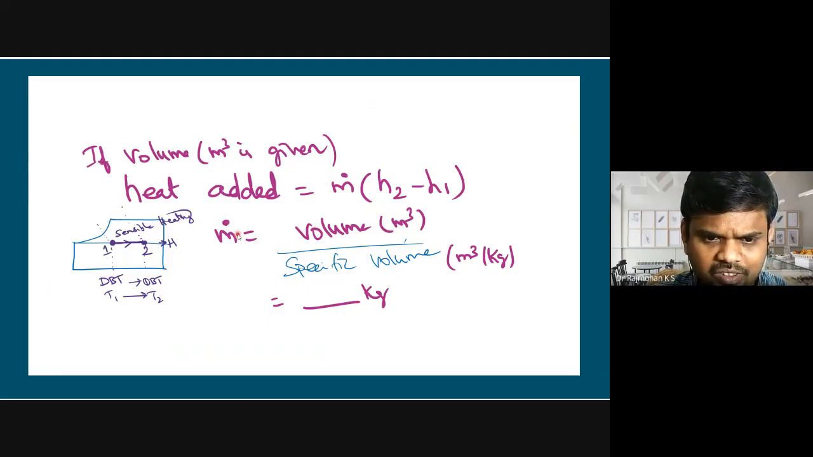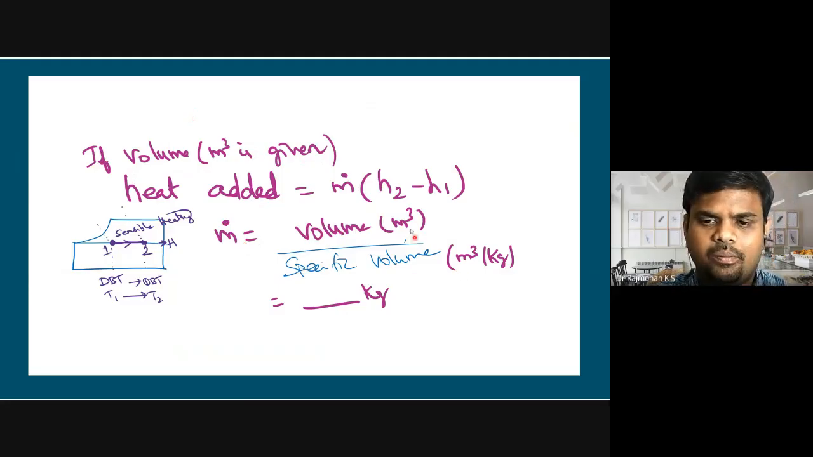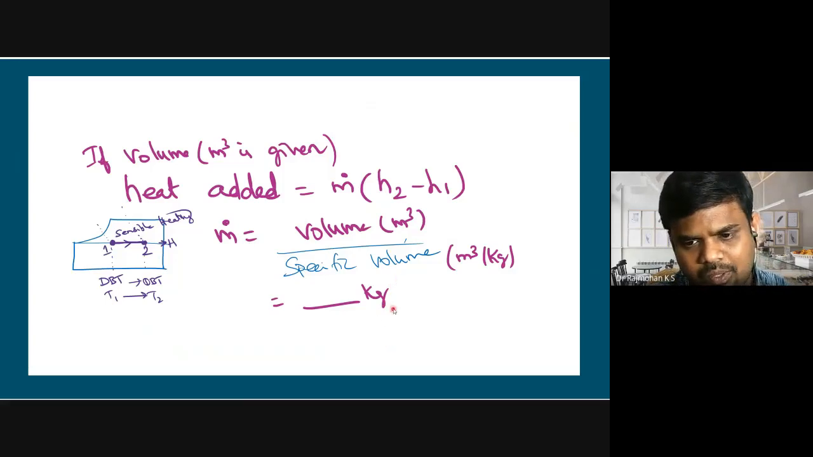How to get the m dot value? It won't be given directly, maybe the volume will be given. So this much volume of air is entering the system. If volume in meter cube is given, m dot can be determined by volume divided by specific volume. Volume is meter cube, specific volume is meter cube per kg. So if volumetric flow rate is given, meter cube per second, minute or hour, we are going to get the mass flow rate in kg per second, minute or hour.